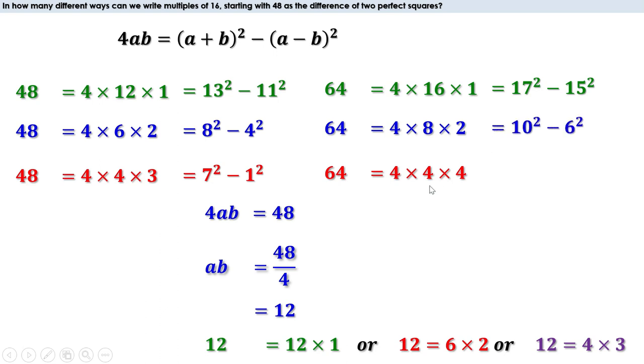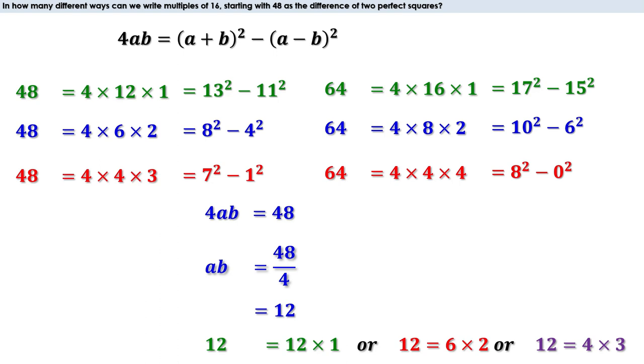In this case, a is 4 and b is also equal to 4. Therefore, a plus b is equal to 8 and a minus b is equal to 4 minus 4 or 0. So this can be written as 8 square minus 0 square. 0 square means 0 itself. Therefore, 8 square minus 0 square is 8 square itself. So we cannot consider this as the difference of two perfect squares. That means 64 can be expressed as the difference of two perfect squares in only two different ways.